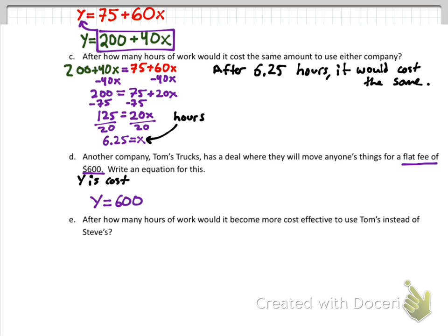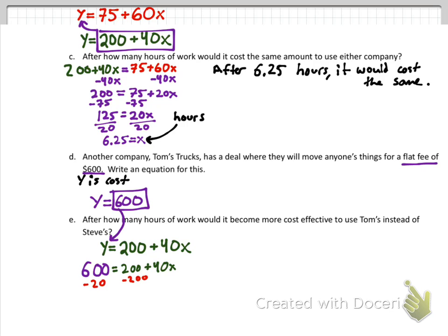After how many hours of work would it become more cost effective to use Tom's instead of Steve's company? Well, here's Steve's company, and we've got Tom's company right up there in purple, y equals 600. Let's use substitution again. We'll put 600 in for y, and we'll solve for x. So let's see here, 600 equals 200 plus 40x. That's when the cost would be the same. Another way of asking is, when would Steve's company cost $600? And that's exactly what we're solving right here.